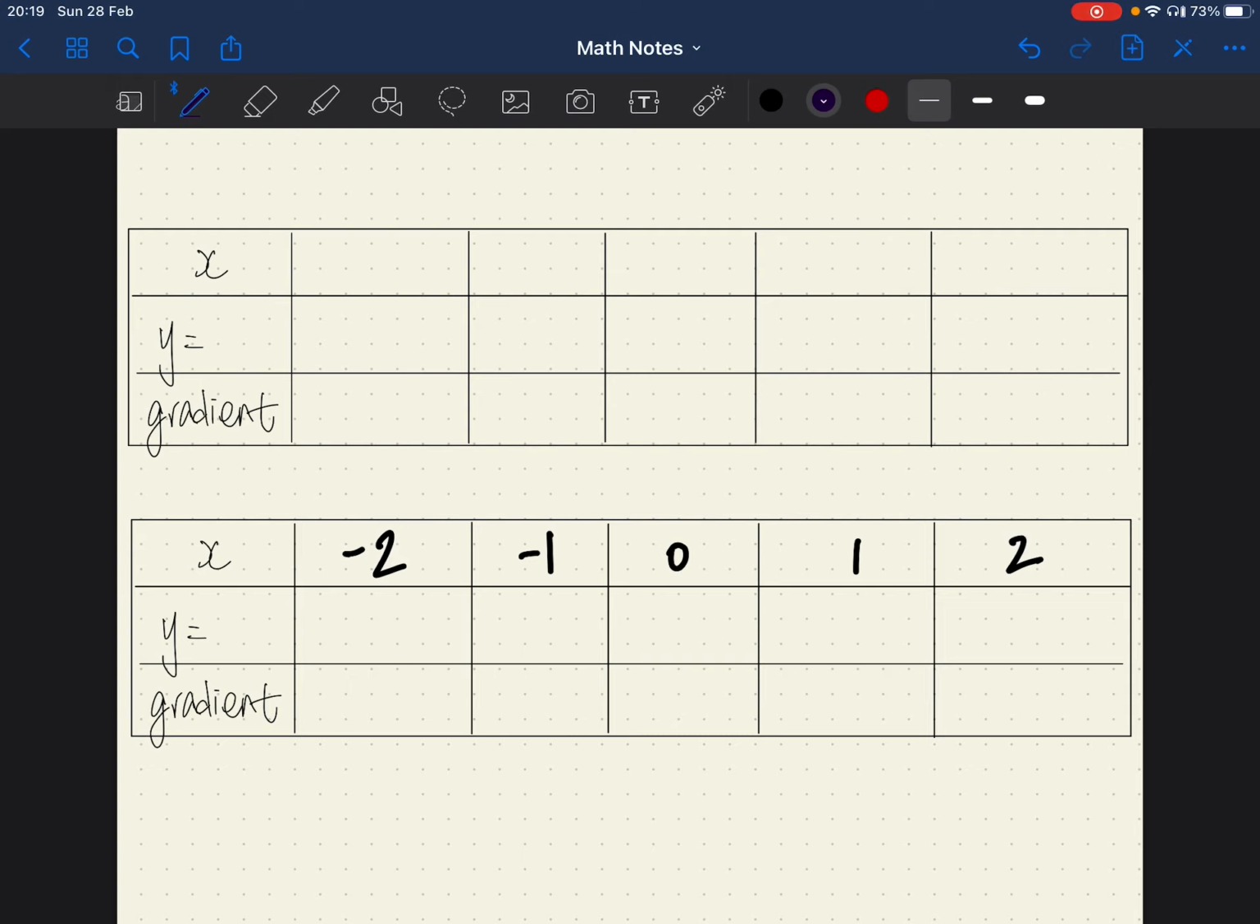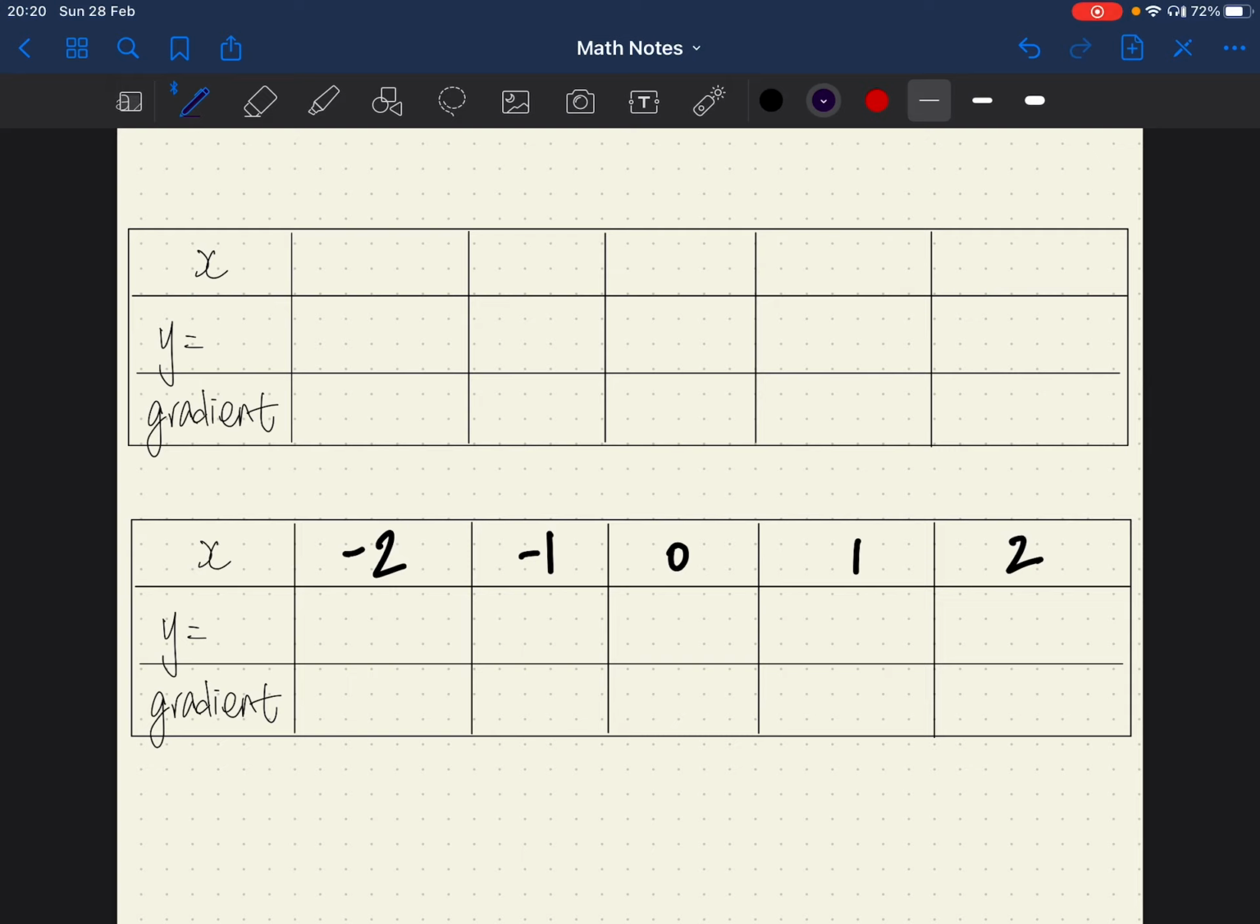Given any new curve and you want to find a gradient, you can always try to find a pattern by getting arbitrary x values. So let's say the usual set that I would choose is -2, -1, 0, 1, and 2. And write down your y values there.